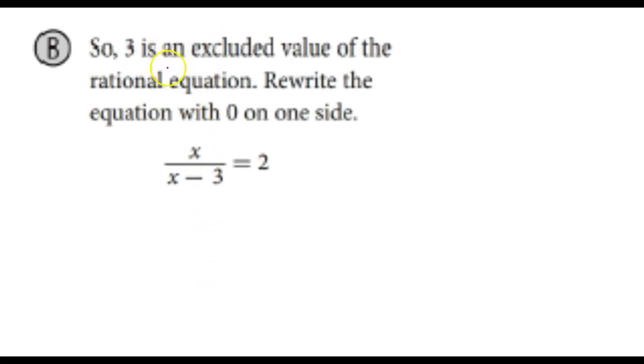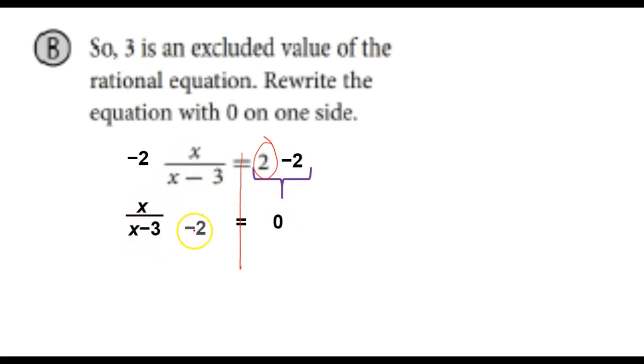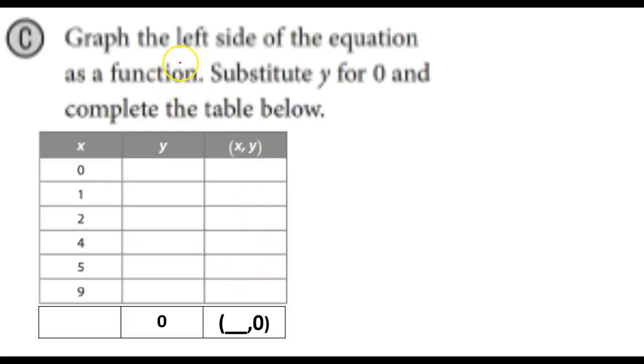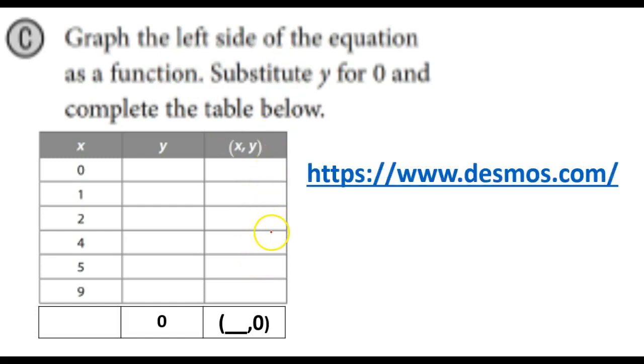So the next thing I have students do is rewrite the equation with 0 on one side, which right now you notice that 0 is not here. There's a 2 there. So we're going to do the opposite of positive 2 by subtracting 2. What that'll do is equal 0, and I'll be left with x over x minus 3 minus 2. All I did was switch it, by the way. I know a lot of students got kind of freaked out by that, but no, we just switched the places. That's okay. The next thing we did was graph that equation.